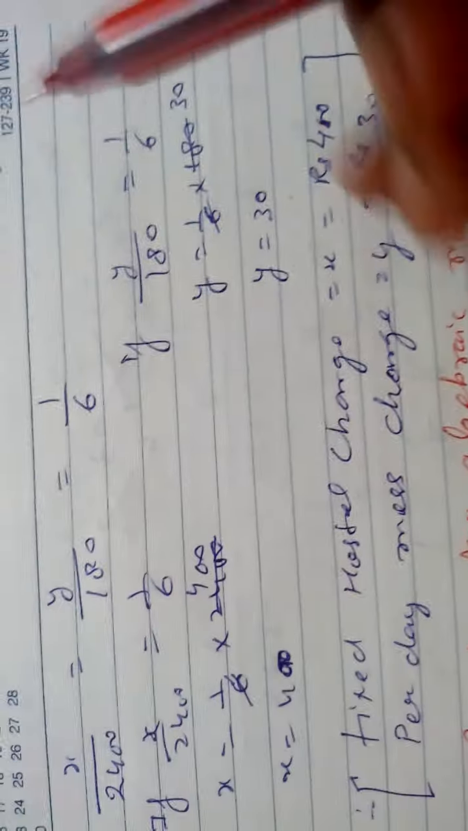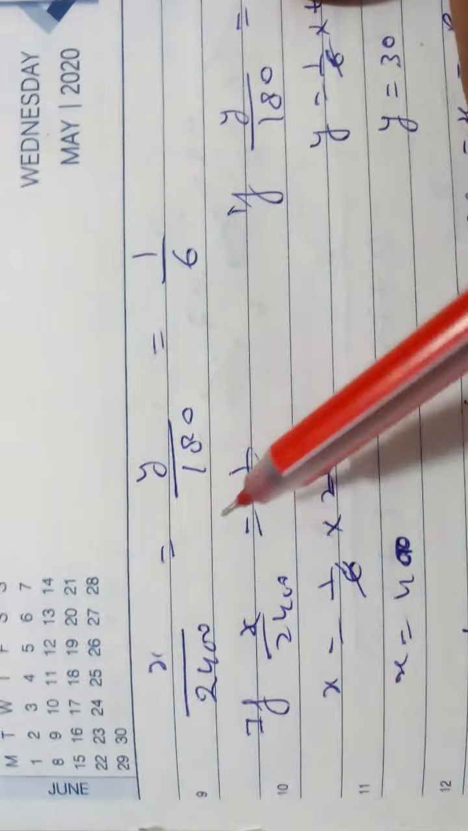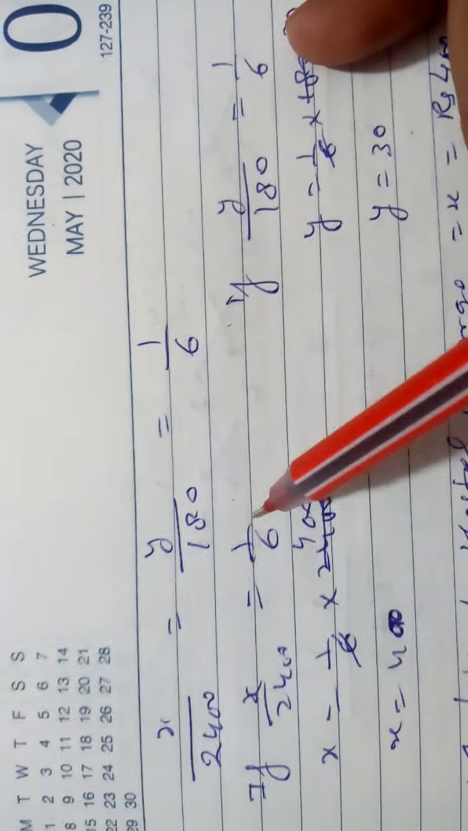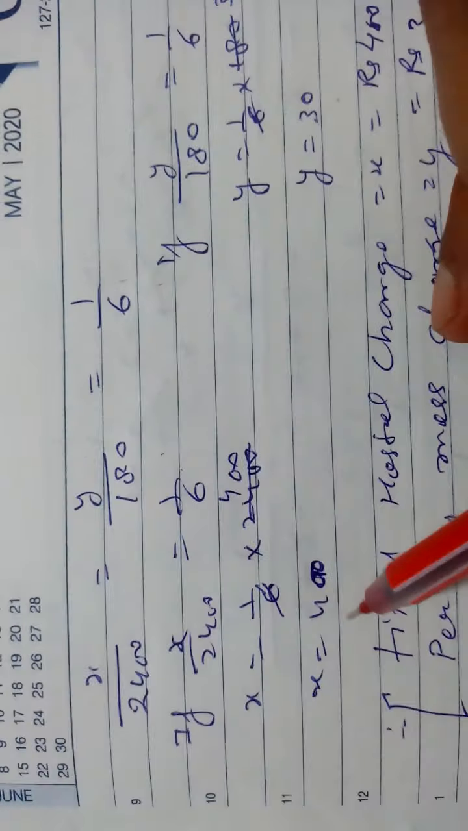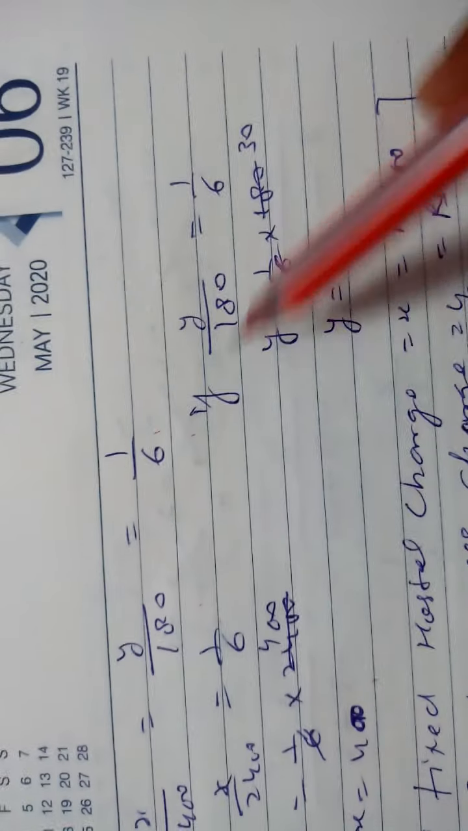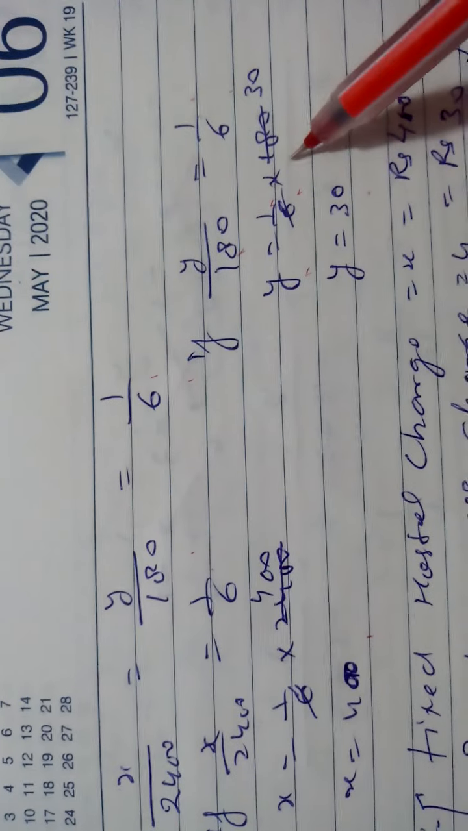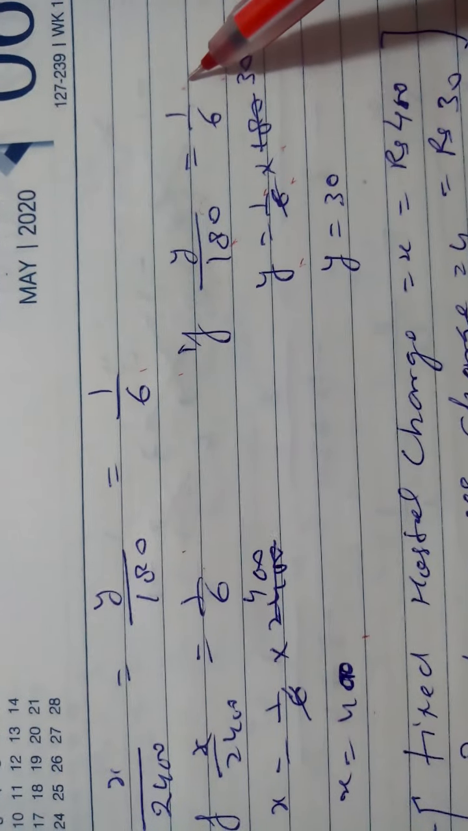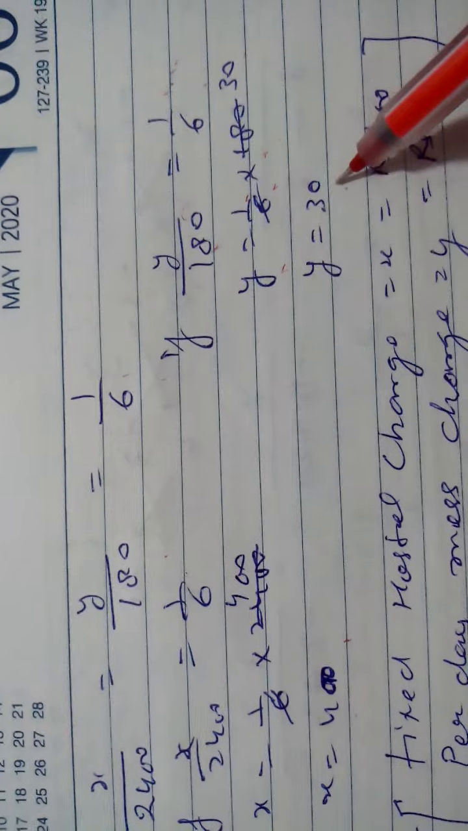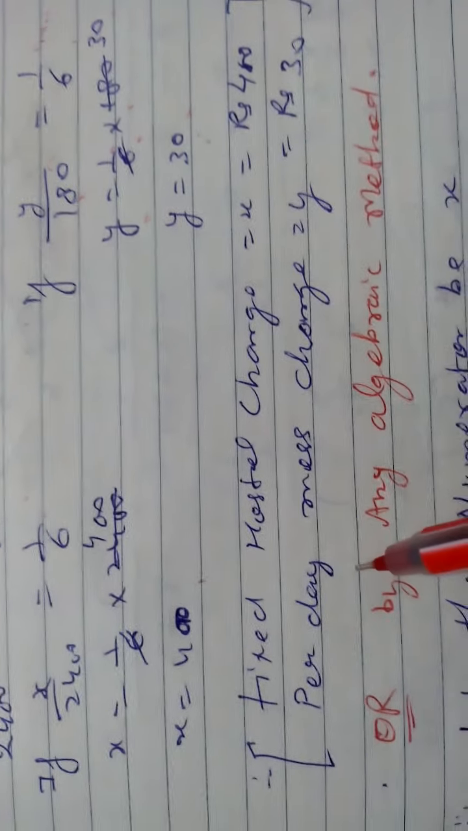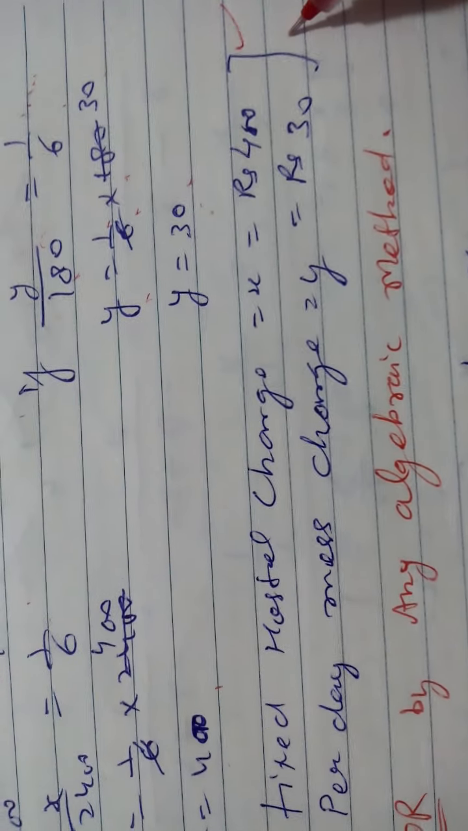So now here we will see x upon 2400, y upon 180, 1 by 6. So if the first one is equal to the last, you get x is equal to 400. If y upon 180 is equal to 1 by 6, then y equals 1 by 6 into 180, the denominator goes to the numerator and multiplies. So you are getting 30. So the fixed total charge is 400 and the per day charge of the mess is rupees 30.